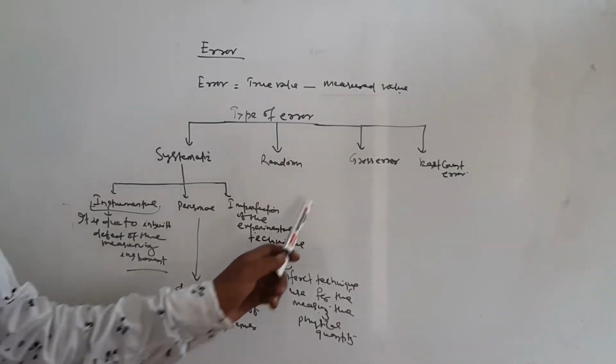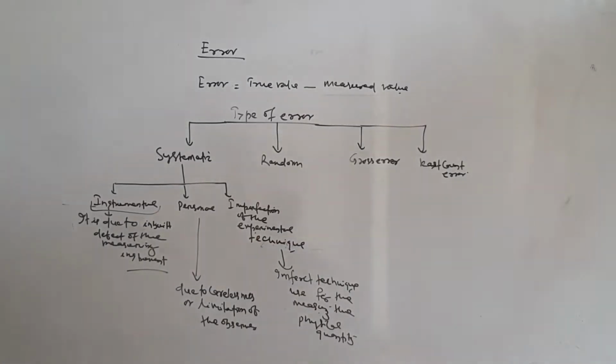Now come to the gross error. The gross error is due to the improper adjustment of apparatus. Second one, recording observations wrongly. Third one, not considering the precautions and sources of error. The fourth one is using wrong values in the calculations.